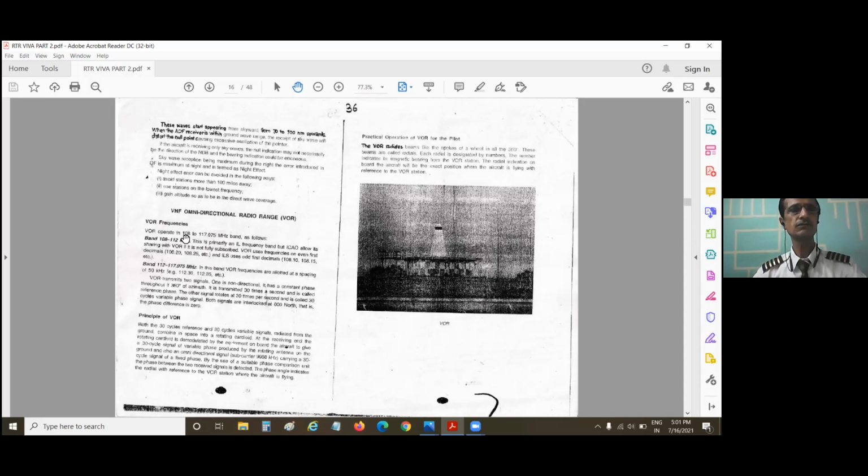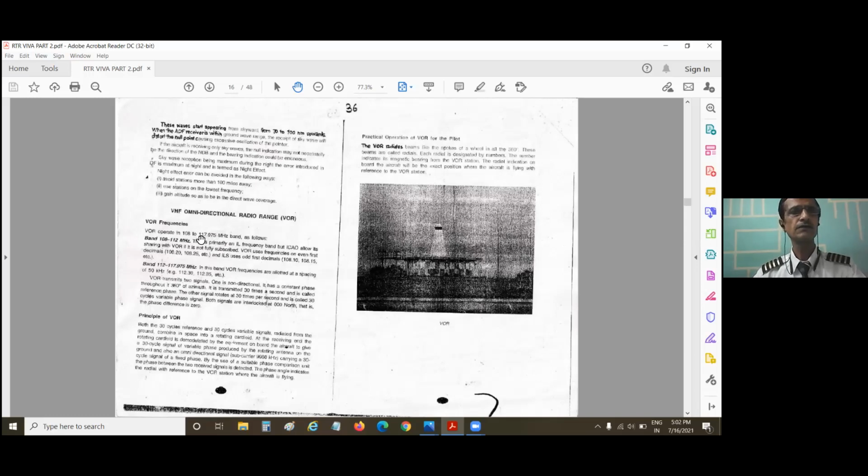What is this 108? 108 megahertz. This is the lower side band. The bandwidth starts from 108 megahertz and goes to 117 decimal 975. Or to be very precise, we can say 118 megahertz. VOR works up to 118 megahertz.